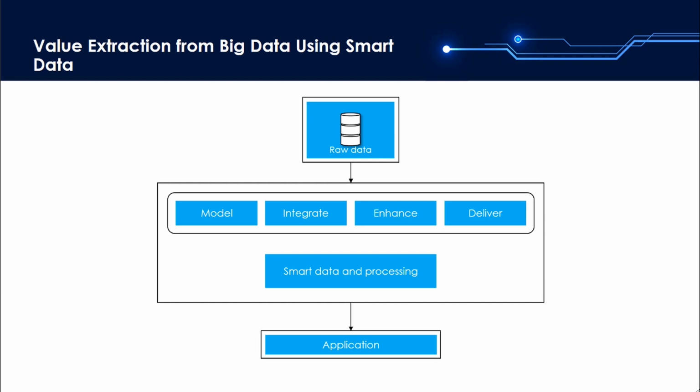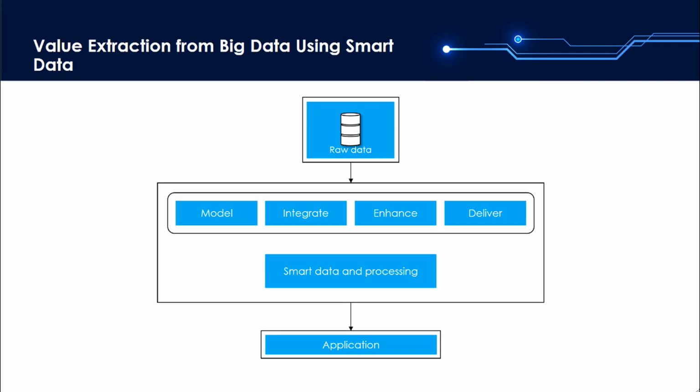Now let's explore how value can be extracted from big data utilizing smart data. Our big data can reside in various storage and differ in the form of raw data. To that raw data, we need to apply certain processes to tune it to smart data. The first task should be modeling the data, which includes providing a structure to the data. Then we have to implement and integrate.